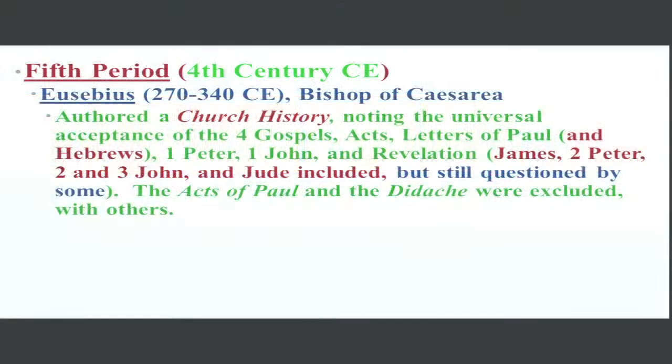Okay, now we're at the 4th century. The bishop of Caesarea, Eusebius, authored a church history noting the universal acceptance of the 4 Gospels, Acts, letters of Paul, and Hebrews, 1 Peter, 1 John, and Revelation. James, 2 Peter, 2nd and 3rd John, and Jude were included, but still questioned, as he notes, by some people in his day. The Acts of Paul and the Didache were excluded. These are other pieces that we'll talk about, that are deuterocanonical for the Second Testament.